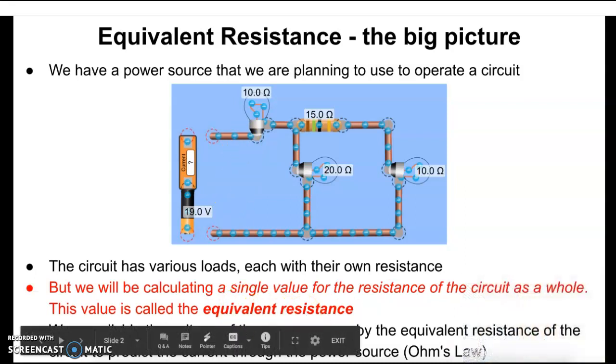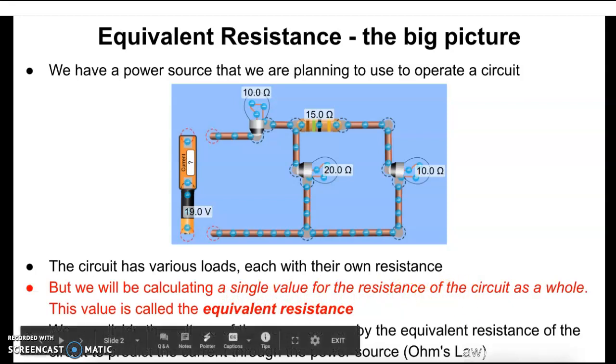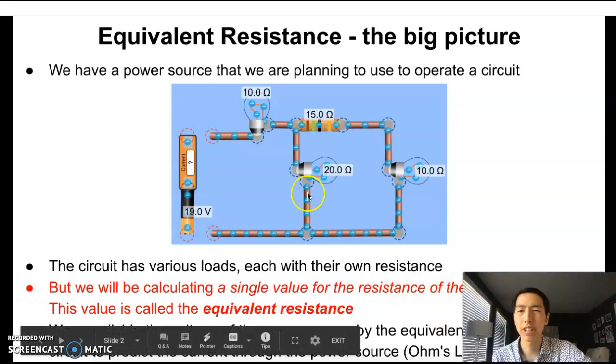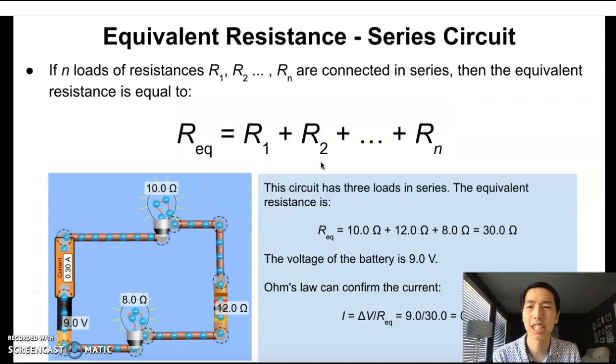Equivalent resistance is a single value for the resistance of the circuit as a whole. All right, and that's what the battery is going to face. Once we know that equivalent resistance, once we know how much resistance this 19 volts will face, we can then use Ohm's law to calculate the current. Ohm's law is voltage divided by resistance. I'll come back to this circuit in the next lesson, but for this lesson, we're going to talk about series only and parallel only.